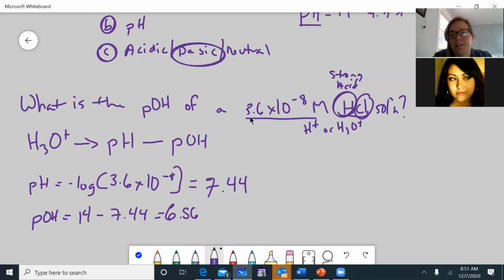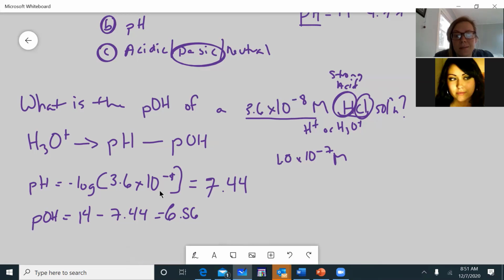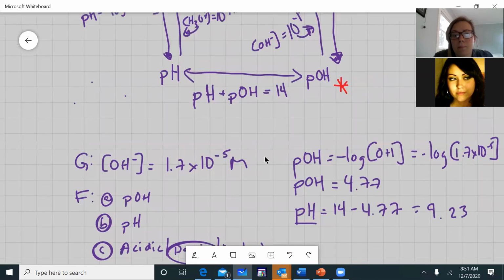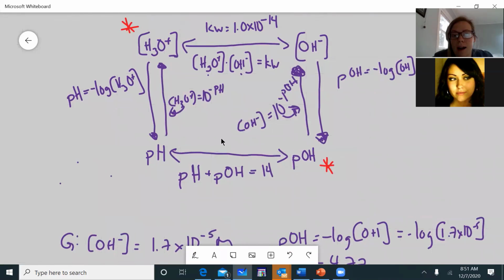Another way you could see that: 3.6 times 10 to the negative 8 is smaller than that 1.0 times 10 to the negative 7. Remember, this is the cutoff, this 1.0 times 10 to the negative 7. That's sort of our neutral cutoff. Any questions on that? On using the square to calculate any of these values? How you can go around?